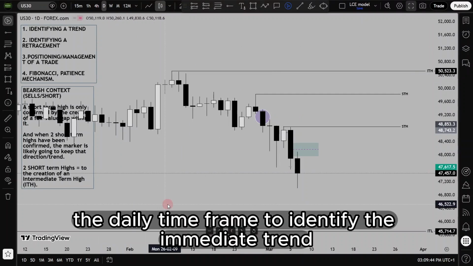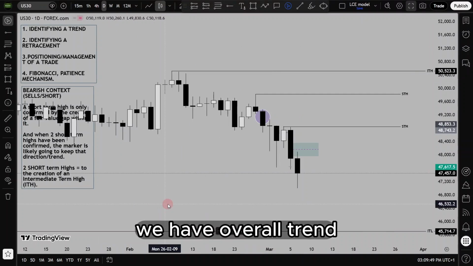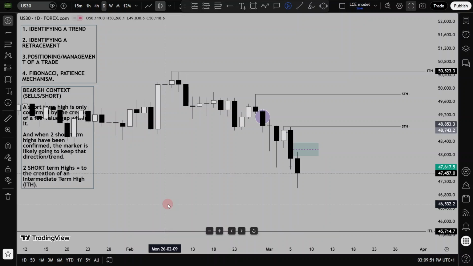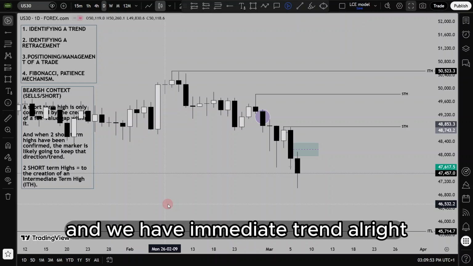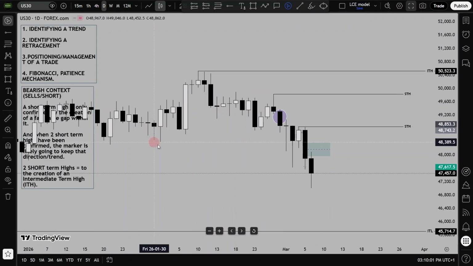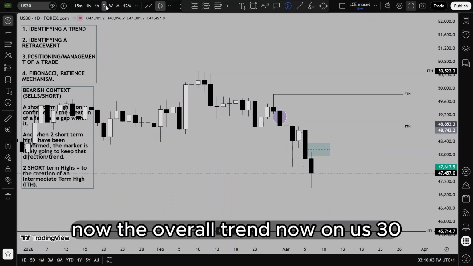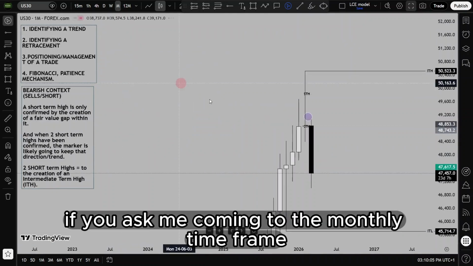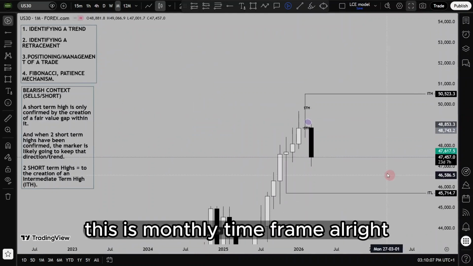All right, the daily time frame to identify the immediate trend. We have overall trend and we have immediate trend. Now, the overall trend on US30, if you ask me, coming to the monthly time frame, this is the monthly time frame, all right?